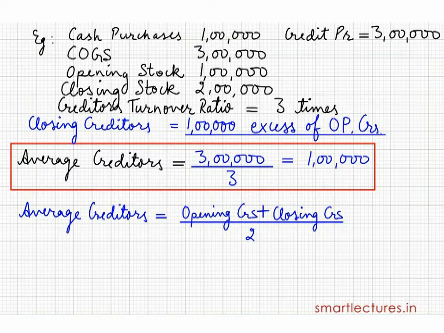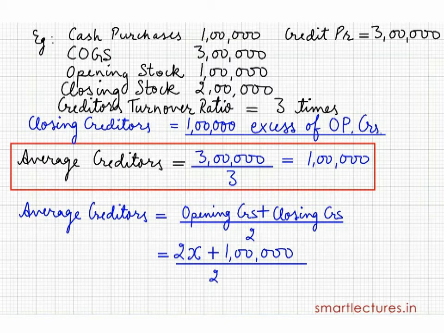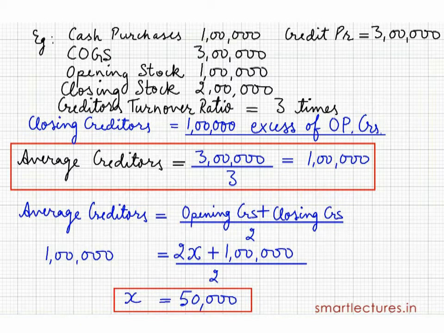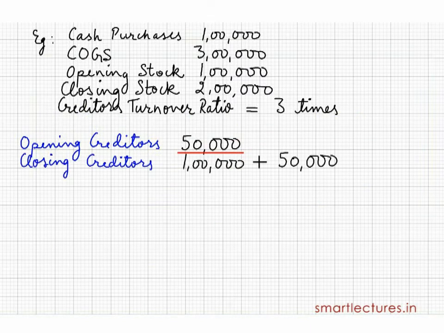Suppose opening creditors are X, then the closing creditors will be X plus 1 lakh, because it's clearly stated in the question that closing creditors are in excess of opening creditors by rupees 1 lakh. So the total will be 2X plus 1 lakh upon 2 is equal to 1 lakh. So the value of X will be 50,000 rupees. It means opening creditors are 50,000 and closing creditors will be 50,000 plus 1 lakh, that will be 1 lakh 50,000 rupees.